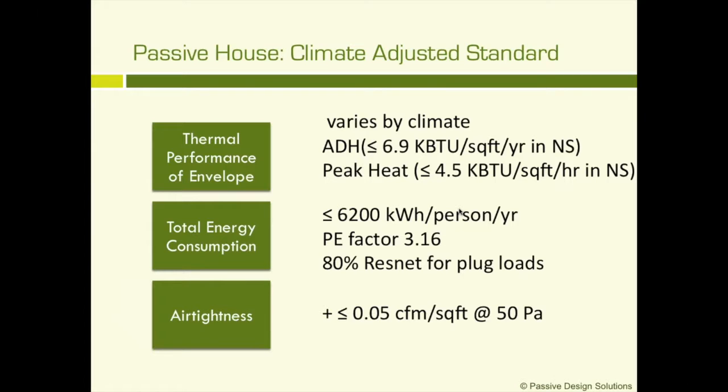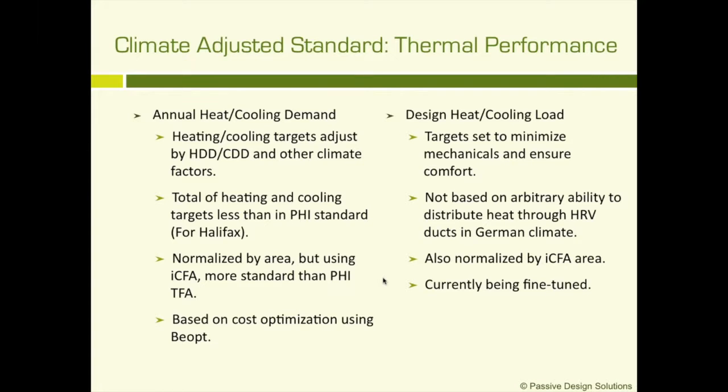They added the calculation of plug loads at 80% of ResNet calculations, which is much higher than the German estimates for lighting within a passive house. The air tightness metric was changed to CFM per square foot rather than air changes per hour based on the volume. So for the climate-adjusted standard on thermal performance, the heating and cooling targets are adjusted by the heating degree days, but also other climate factors like solar access and solar radiation.